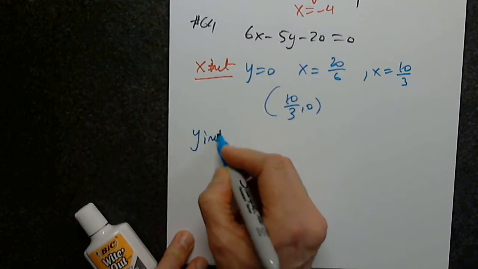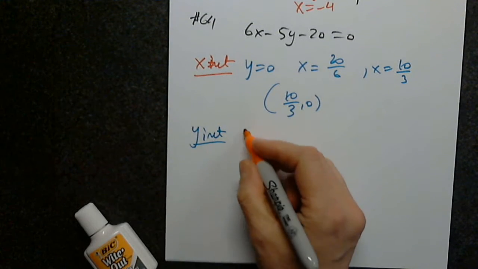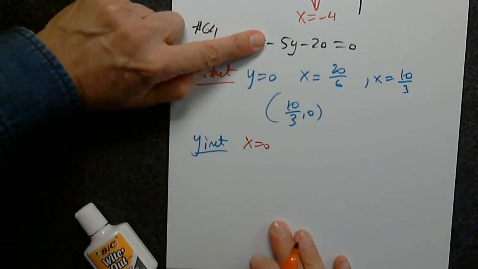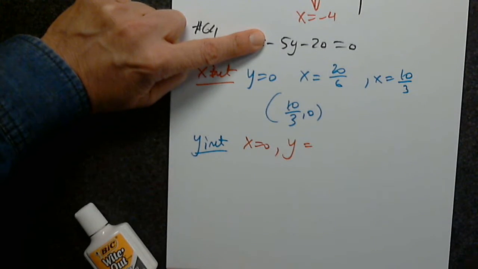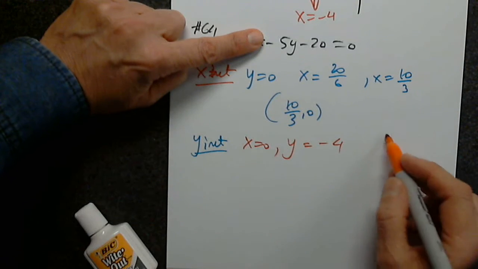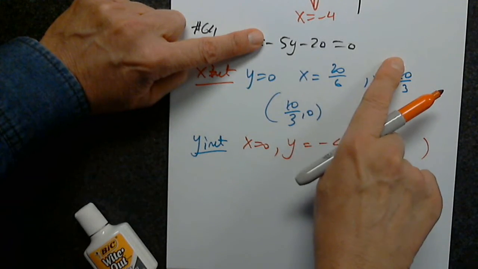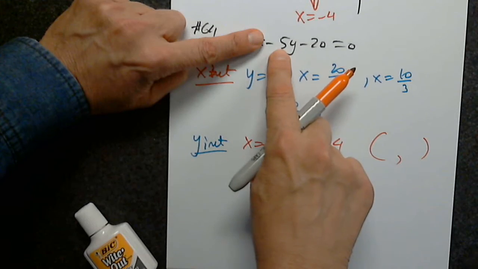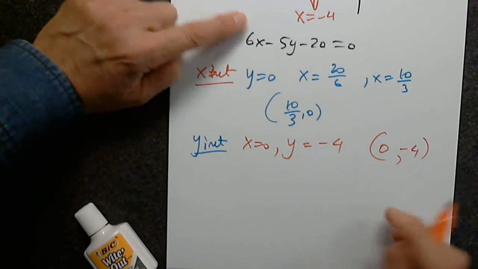So now the y-intercept. How do we get the y-intercept? I make x equals 0, and I just have to cover it, and I get y. Do you all agree with -4? Because we move -20 to the other side, it becomes 20 divided by -5, which is -4. So the ordered pair will be 0, -4.